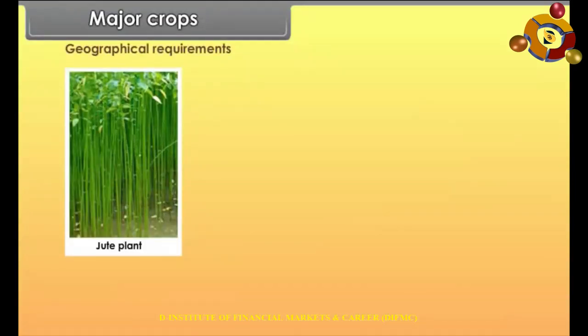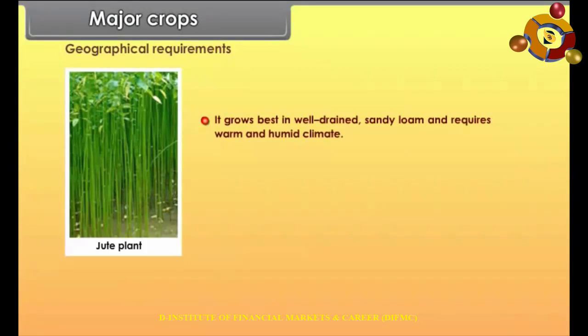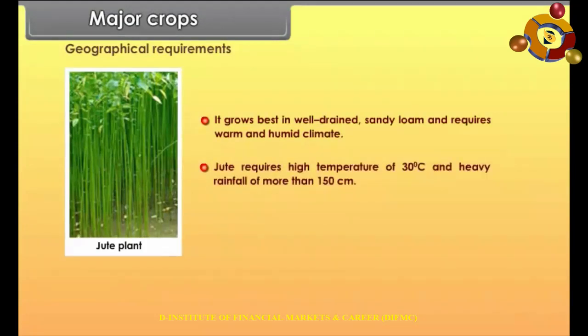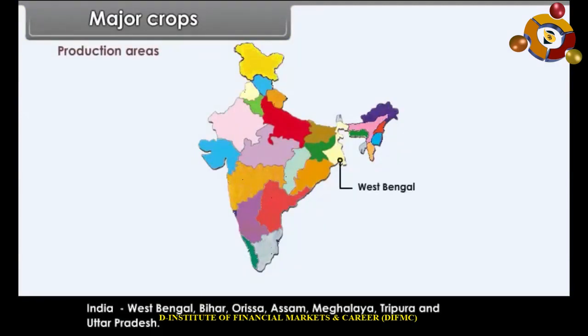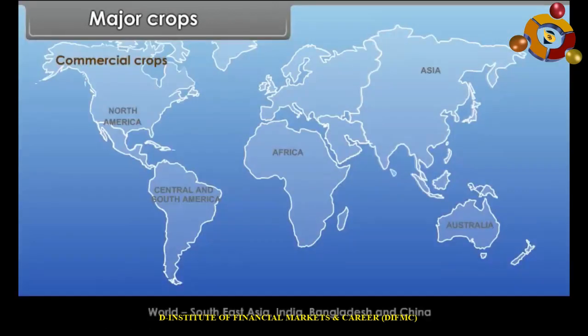Geographical requirements. It grows best in well-drained sandy loam and requires warm and humid climate. Jute requires high temperature of 30 degrees Celsius and heavy rainfall of more than 150 centimeters. Production areas. India, West Bengal, Bihar, Orissa, Assam, Meghalaya, Tripura and Uttar Pradesh. World, Southeast Asia, India, Bangladesh and China.